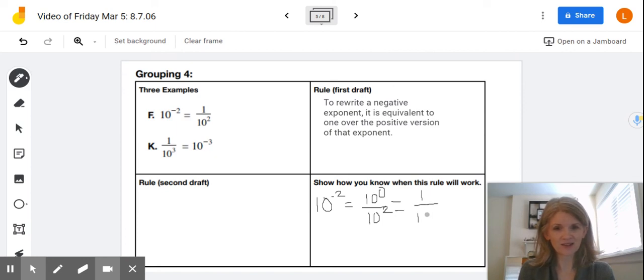So I can rewrite this again as 1 over 10 to the power of 2. And that's what we were looking for right up here. So by using two other rules that we know, the rules of division and that anything to the power of 0 is 1, I can show the steps of how I'd get there.